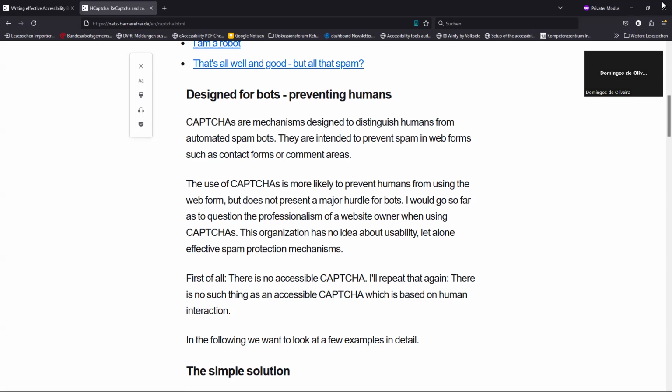The problem is that all CAPTCHAs which demand user interaction, that are the usual CAPTCHAs, are not accessible at all. That means things like reCAPTCHA, hCaptcha, and graphical riddles and things like that, they are not accessible at all.